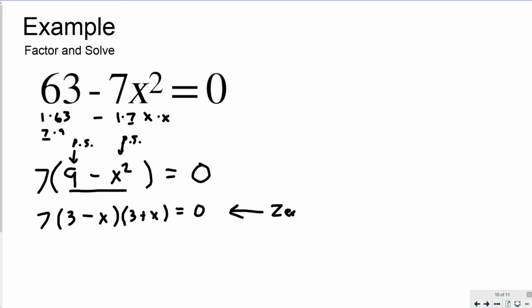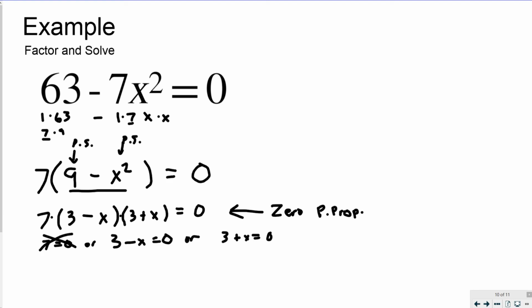Now, the solve part right here is where I see it's equal to 0. So this is where the zero product property is going to kick in. The zero product property says that all three of these things, since they're being multiplied by each other, either all equal 0 at some point, or one of them is 0. So we can say that 7 equals 0, or 3 minus x equals 0, or 3 plus x equals 0. So 7 equals 0, that's obviously not true, so we're going to just discount that statement. So let's focus on these two.